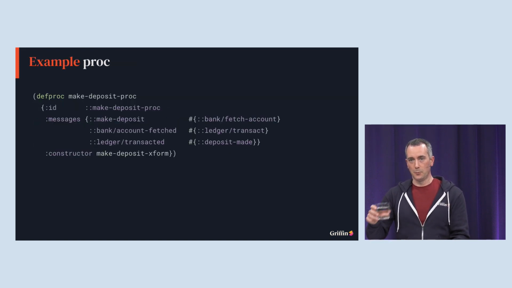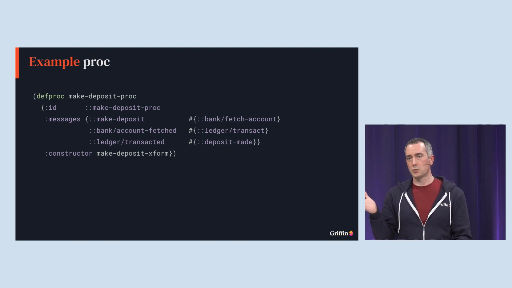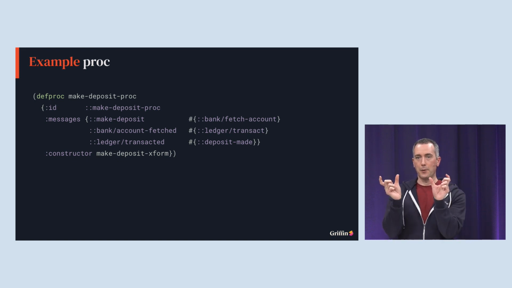Okay, let's look at an example proc then. So this is one for making a deposit. It has an ID, so this is a map in Clojure. And the ID is basically its name, so it's make deposit proc. And it has a map of messages. So it takes certain messages in. It says, I know how to deal with that kind of message. And when I do, I'm going to output this message or set of messages. In this case, each one only outputs one message, but it could output several. So it's like I take in this message, I output this message.